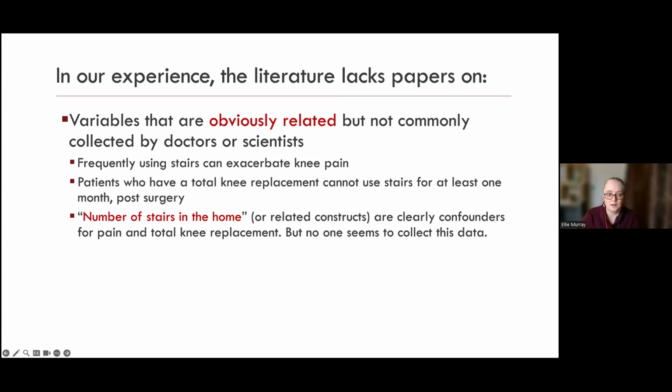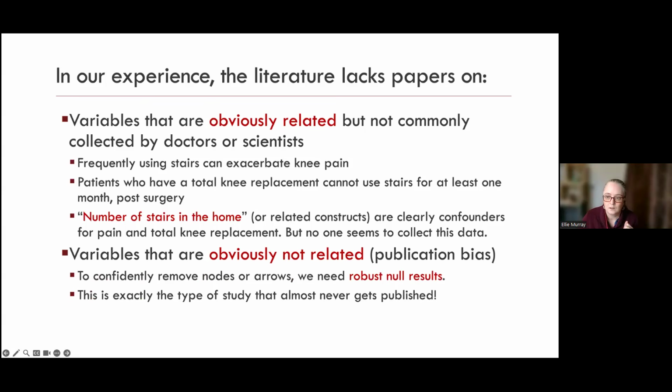And having a lot of stairs in your home, for instance, I'm on a fourth floor walk up, right? I have to use a lot of stairs. So if I had knee osteoarthritis, that might exacerbate my pain. But it also might mean that I'm unlikely to have a total knee replacement, because then I would be trapped in my apartment for a month after the surgery, unable to go down. There's no elevator, there's no other way down except four flights of stairs. So number of stairs in the home is clearly going to be a confounder of some type for pain and total knee replacement, but it's not in the data. This was very obvious to the clinicians once we started discussing it, but nobody collects it.